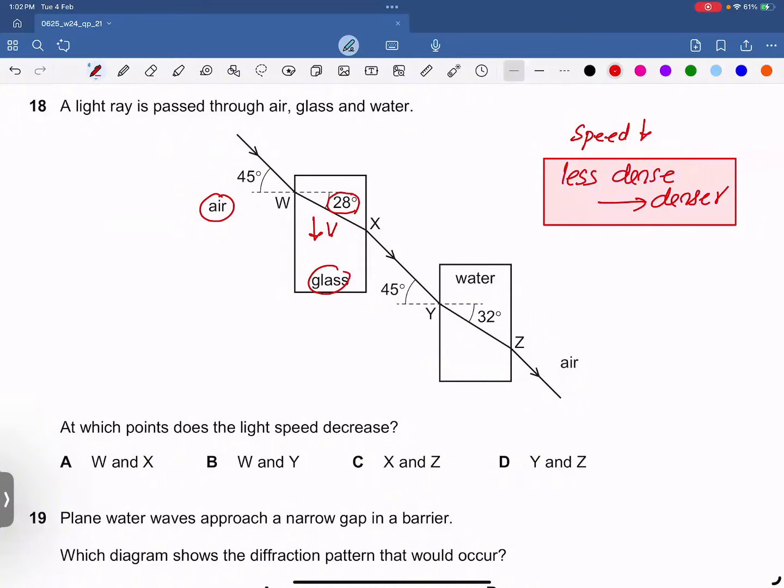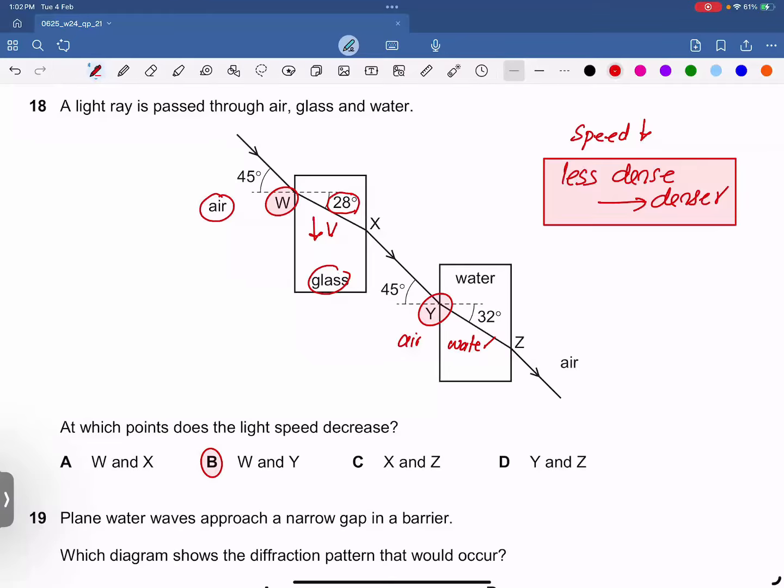So glass certainly is one option. After that, air to water. Also speed will decrease. So this is the second point. So they say at what points? So you will choose the point W and point Y. W is air to glass, speed will decrease, and Y is air to water, speed will decrease. The option is B. Very easy. We don't need any calculation.